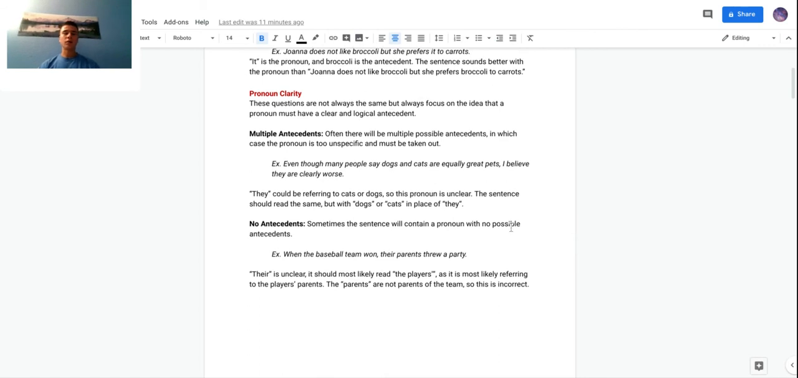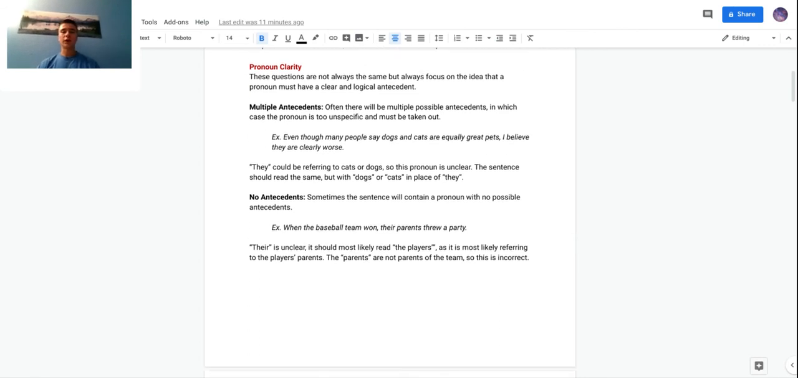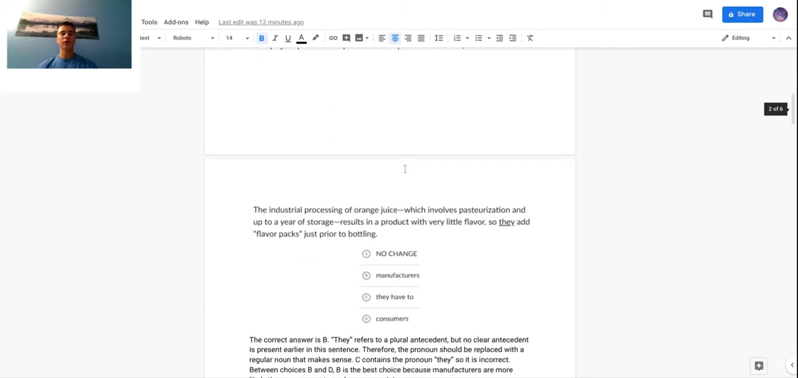There are example problems that you can do to get the hang of this. But basically, for pronoun clarity, if there's a pronoun, make sure it can only have one logical antecedent, and if it doesn't, then just replace it with a noun, such as the players or dogs or cats. So that's pretty much it for pronoun clarity.